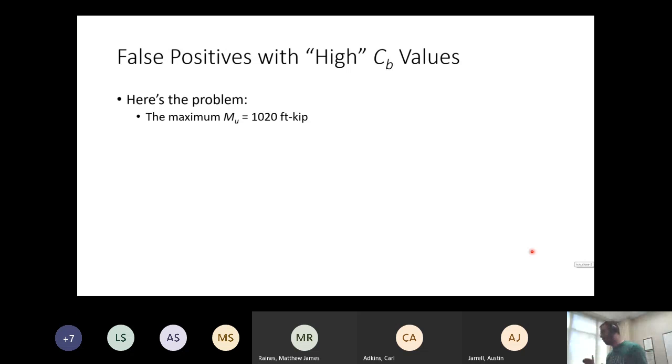That's the maximum applied moment. That's how much the beam has to hold up.